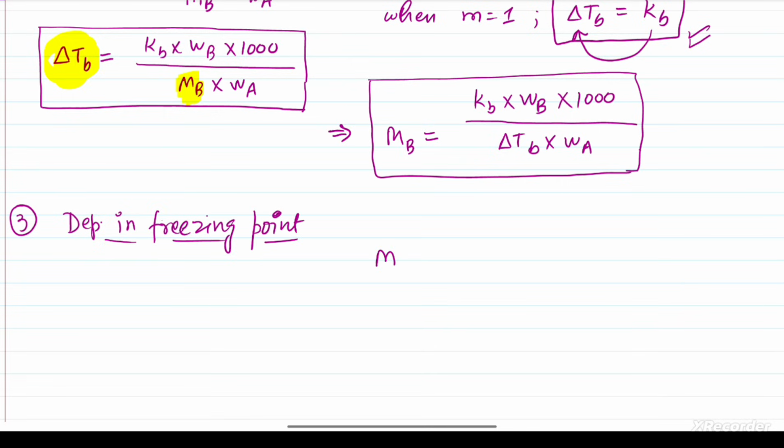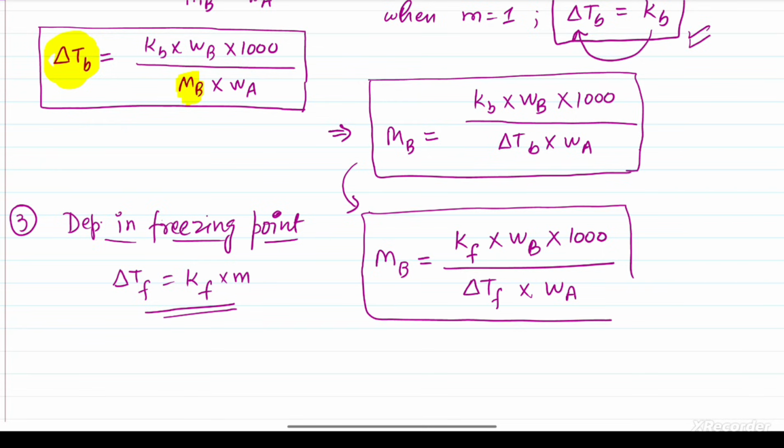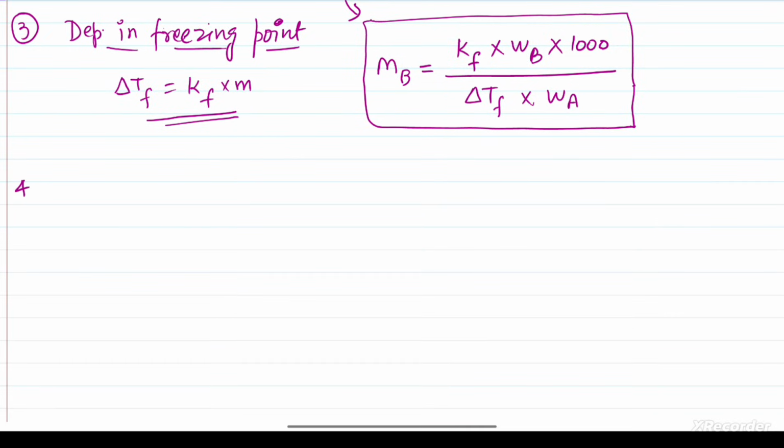So if I write for that depression in freezing point, then again we have the same expression, delta Tf is equal to Kf into m. So using the same expression I can write directly from this formula, MB is equal to, in place of Kb we will have Kf into WB into 1000, and in place of delta Tb we will have delta Tf into WA. Same formula, no change. So basically if you are able to derive one formula, you can write the other one also. And the last colligative property that we have is osmotic pressure.